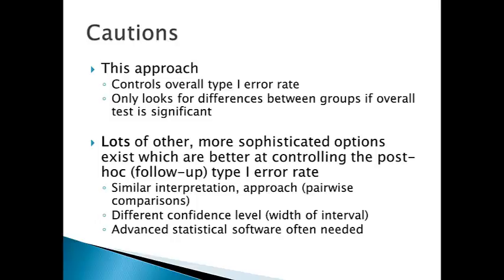However, there are lots of more sophisticated options which control the post hoc, that is the follow-up, type 1 error rate. So instead of using 95% confidence, you might think of it as changing that confidence level, which is going to change the width of the interval somewhat in that follow-up analysis. The basic interpretation and approach in those more sophisticated approaches is very similar to the one that we've shown you here, and you do need advanced statistical software typically to do those more advanced approaches.